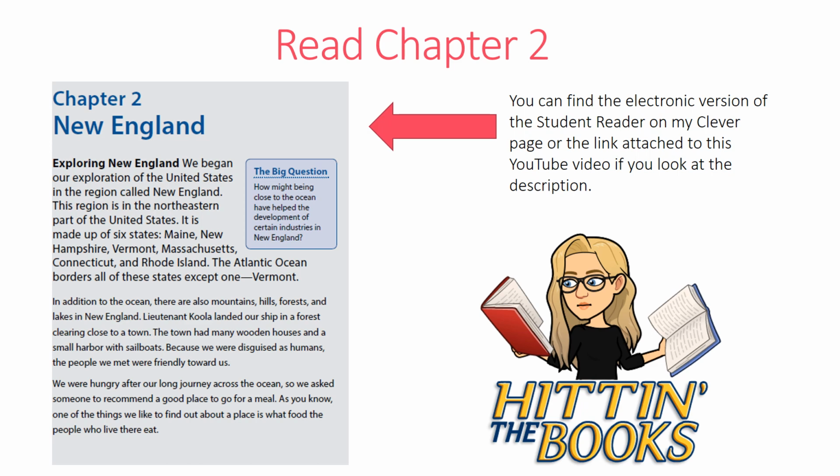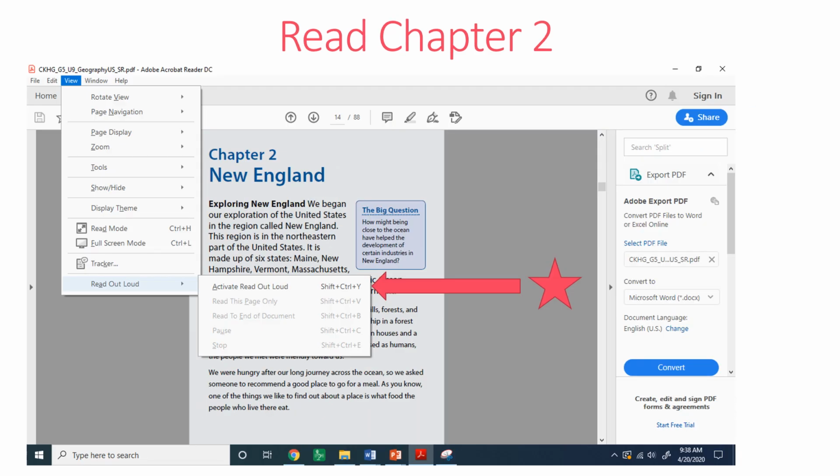Now, for chapter 2, if you're having a hard time with the electronic version of tracking the page, there is something that you can do that can help. So here I have a screenshot for if you have the electronic reader. When you pull it up, if you click on view and scroll all the way down to read aloud and activate the read aloud, the student reader should read to you. Now it's important to know that this option does take a little bit longer to read the chapter because it reads at a little bit of a slower pace. However, if that is something that you prefer and you want that extra assistance, this assistance is there for you.